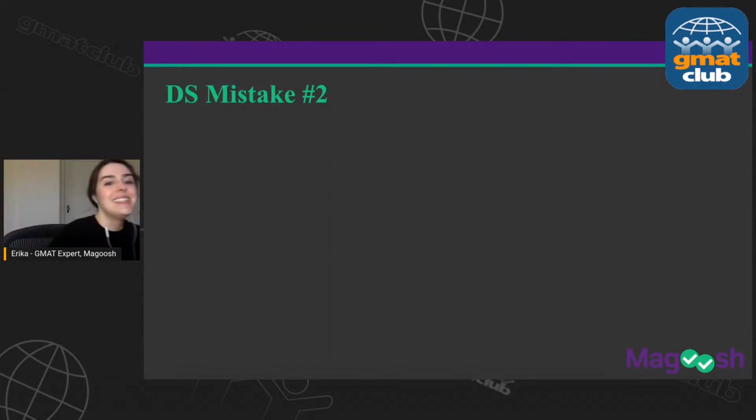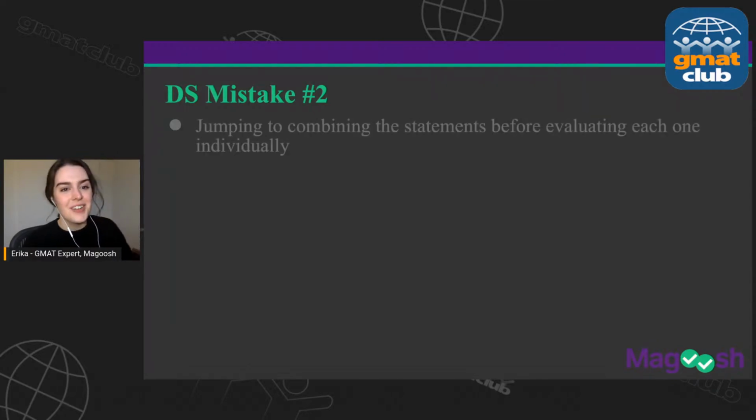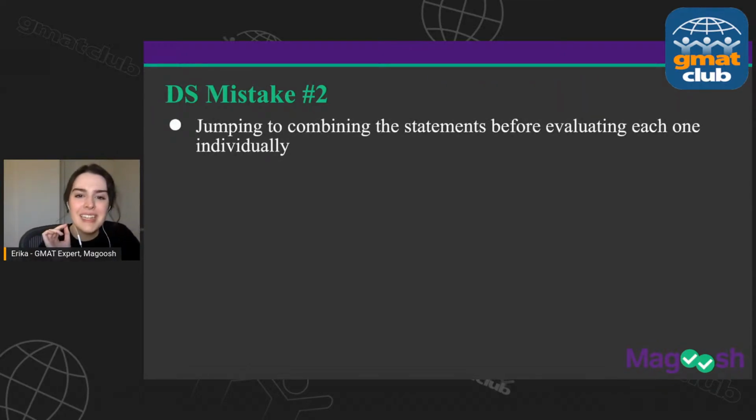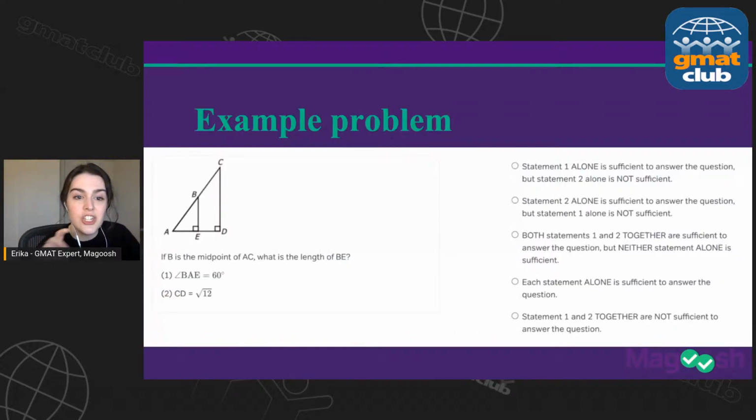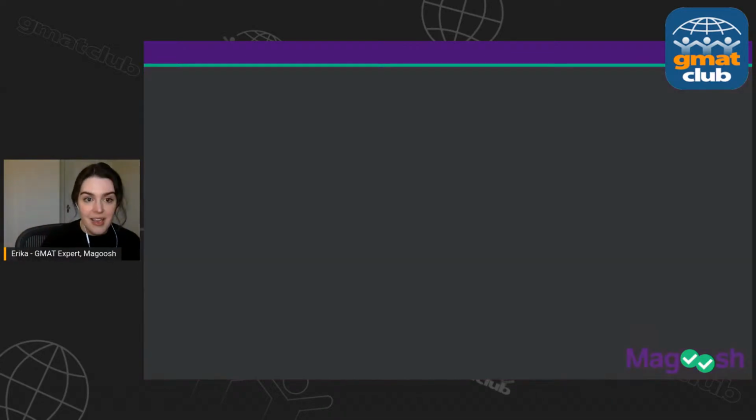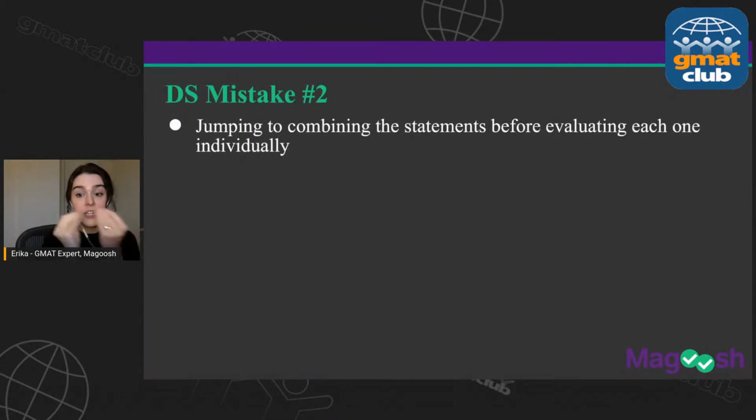All right. Data sufficiency mistake number 2, jumping to combining the statements before evaluating each one individually. Now that's a trap that we could have fallen into in that question that we just did, where we look at the statements, we go, I've got an angle, it tells me 30, 60, 90, I've got a length, I can combine those to find the lengths of all the sides. But we don't need it, right? We only need to determine BE. So this is a mistake that often comes in conjunction with some of our other mistakes. Jumping to combining and jumping to picking.